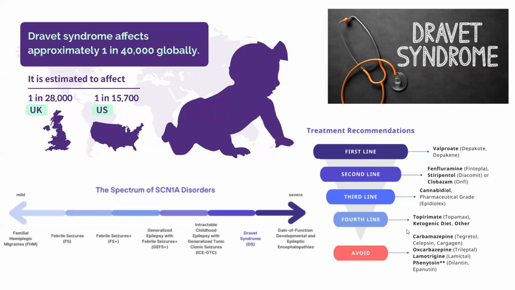Fourth line drug, topiramate, is a very good drug. Topiramate acts on various mechanisms, not necessarily sodium, so it can be used. Ketogenic diet is also very effective in Dravet syndrome.